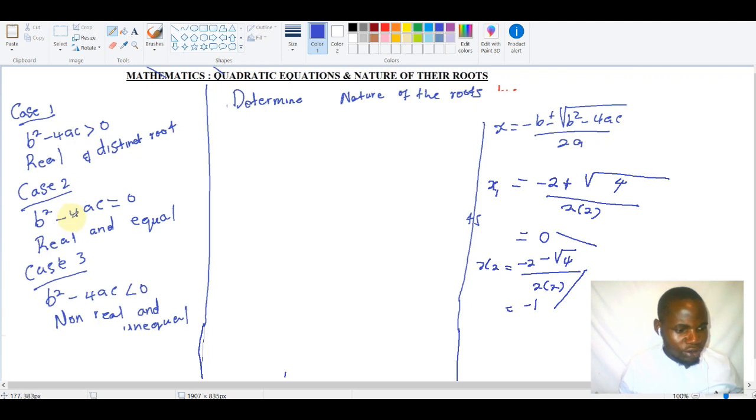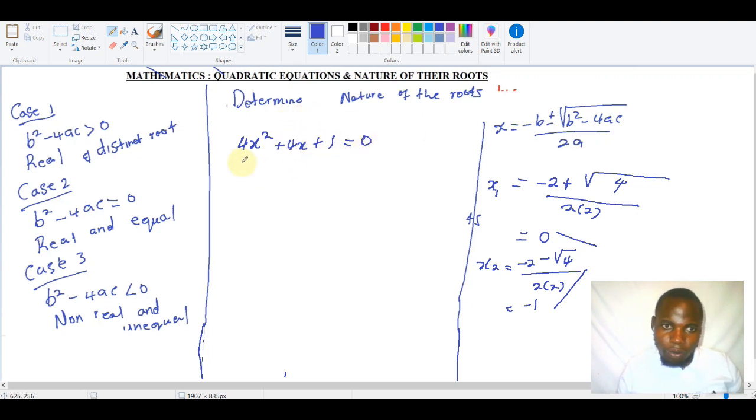Okay, so now we use this question, 4x squared plus 4x plus 1. So this thing is equal to 0. The question is saying determine the nature of these roots, right? So whether they are real, they are distinct, or what.